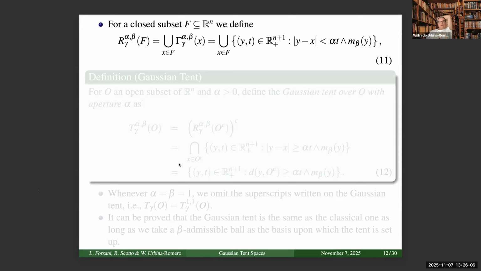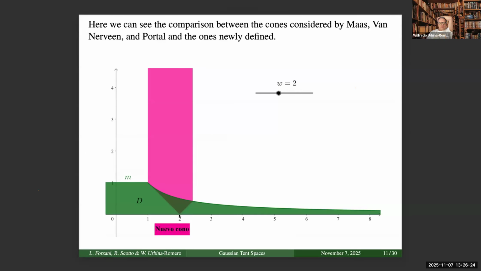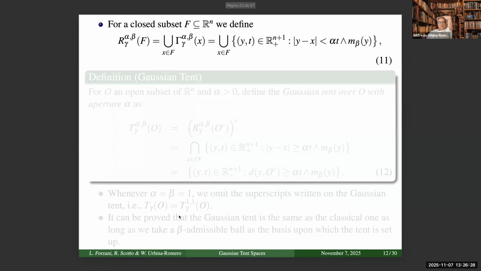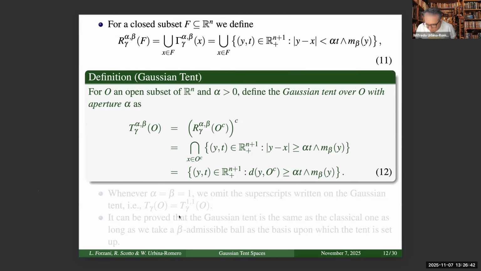As in the classical case, you take a closed subset F, and you take the union of all the cones for x in the set. Remember, x here is the vertex. In the classical case the cones were regions like this, and now it's a little bit different. Based on cones, and this is why cones are so important, you define tents. This definition is the same as in the classical case. The only difference is that in the classical case you put the classical cones, and here we are using the new Gaussian cones. This is a Gaussian tent.